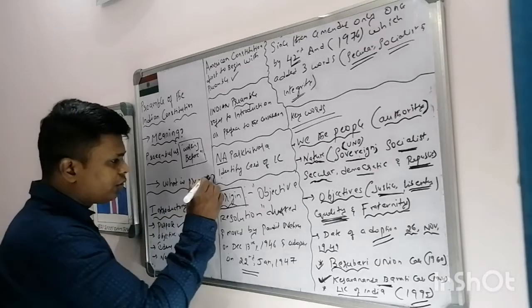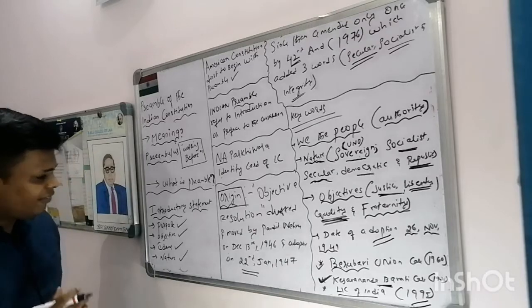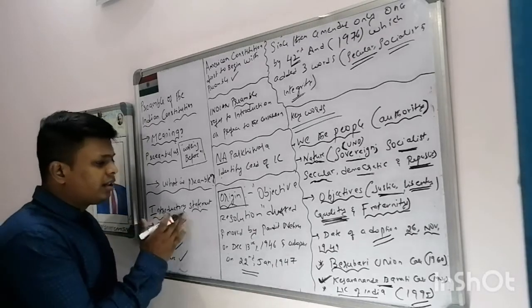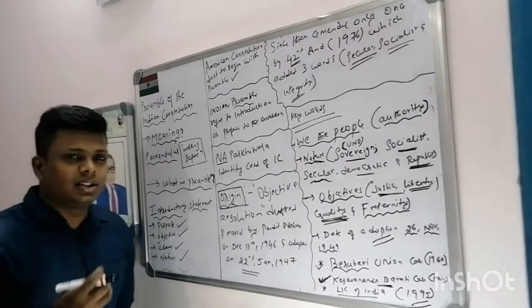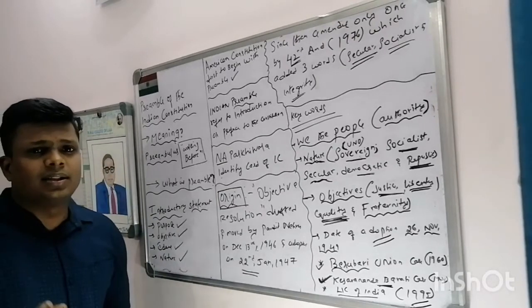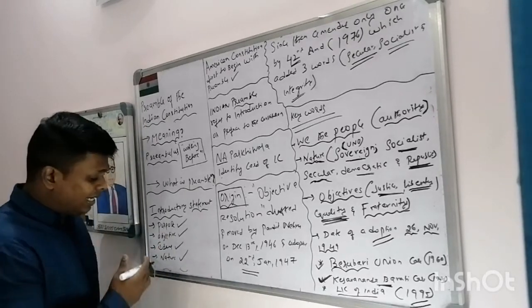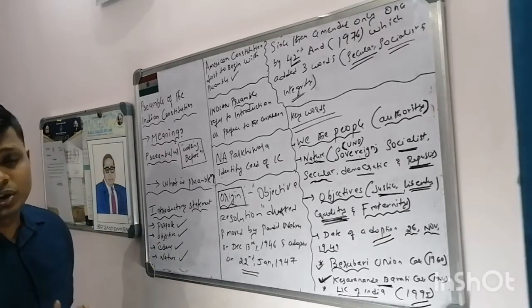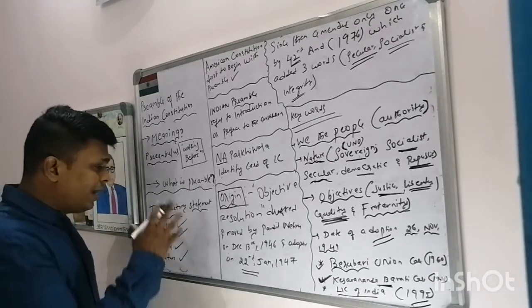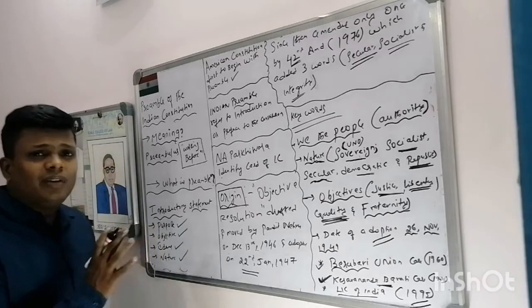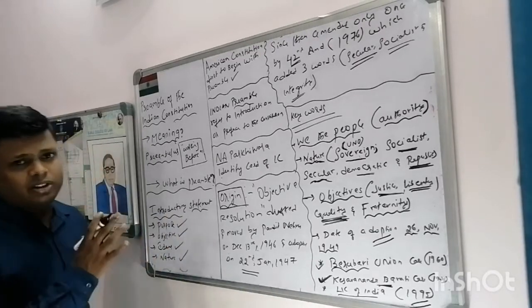The next important question which we shall answer is, what is preamble? Now we can define preamble as an introductory statement or statement of objects and reasons, which clearly summarizes the basic purpose, objectives, ideas or nature of our constitution, whether it is federal or quasi-federal, etc. So by reading our preamble, we will get a basic idea about these things about our constitution.